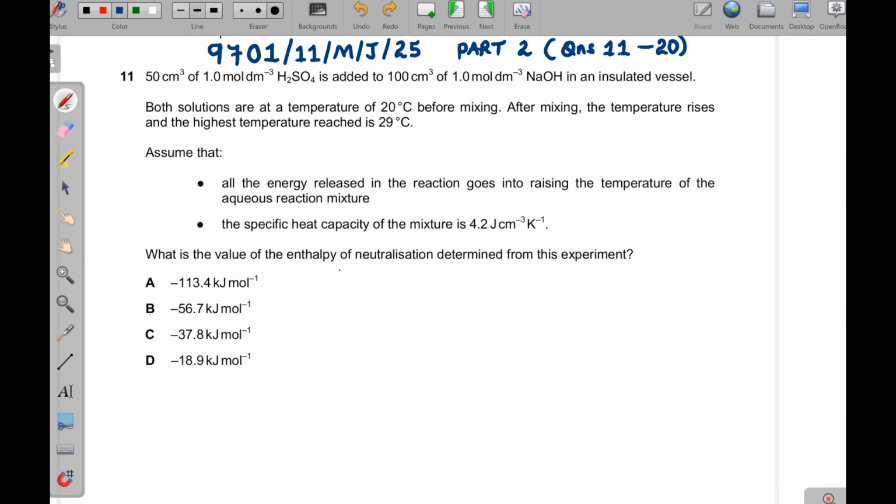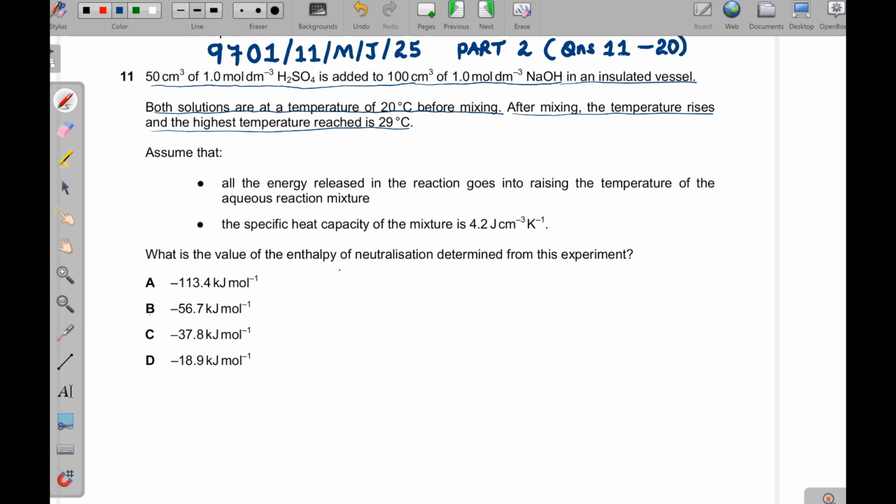Part 2, this is for questions 11 to 20. Question 11: 50 cubic centimeters of 1 molar sulfuric acid is added to 100 cubic centimeters of 1 molar sodium hydroxide in an insulated vessel. Both solutions are at the same temperature of 20 degrees C before mixing. After mixing, the temperature rises and the highest temperature reached is 29 degrees C.